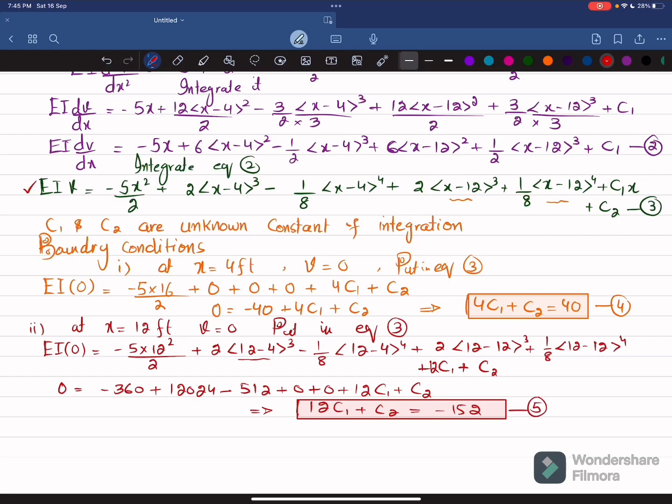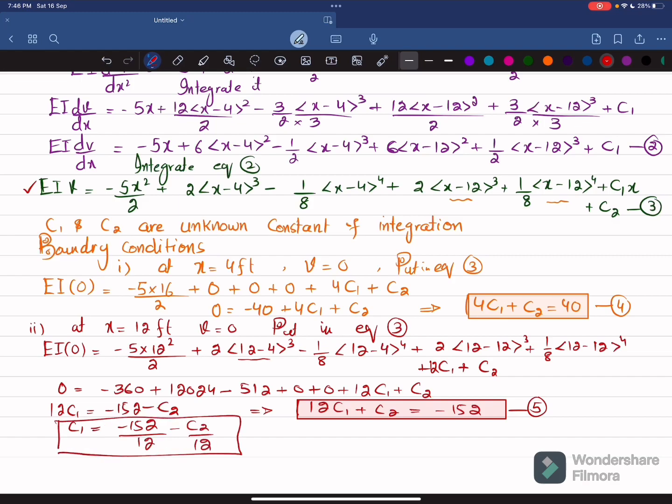Now equations 4 and 5 are two simultaneous equations. So what we will do is that you can get from equation number 5, 12C1 is equal to minus 152 minus C2, and C1 is equal to minus 152 over 12 minus C2 over 12.